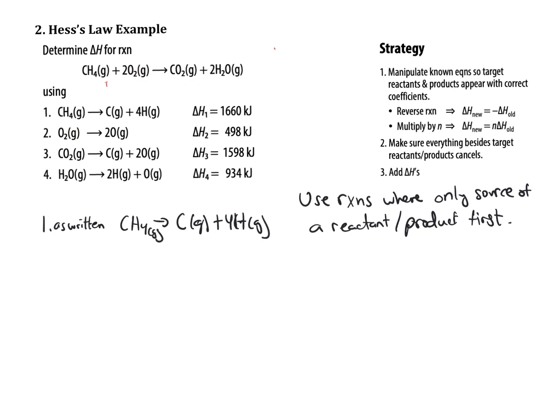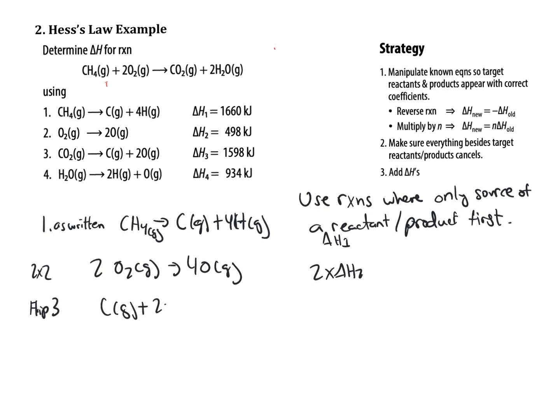So I need to take reaction 2 and multiply it by 2. And again, so this is going to be 2 times delta H2. This is just going to be delta H1 because I didn't multiply by anything. To get 1 mole of CO2 as a product, I need to flip reaction 3. That will give me C gas plus 2O gas goes to CO2. And that will give me negative delta H3 using the rule.